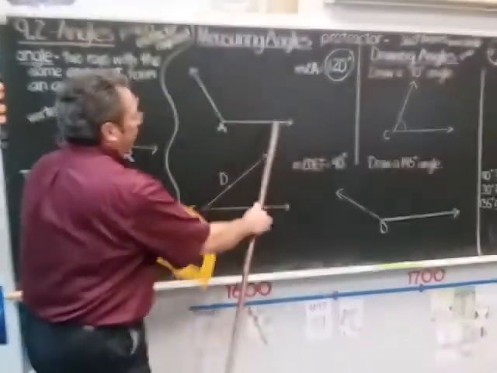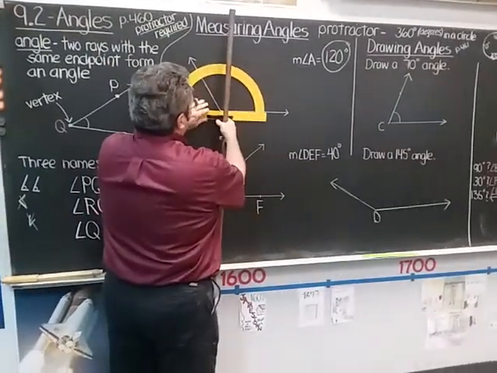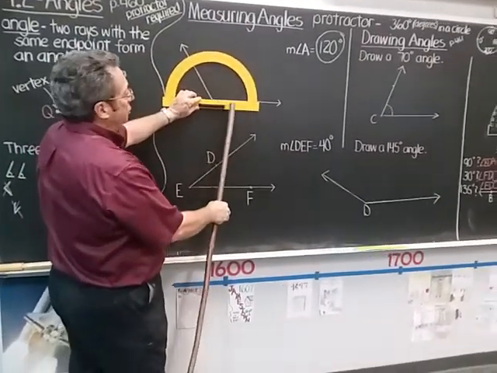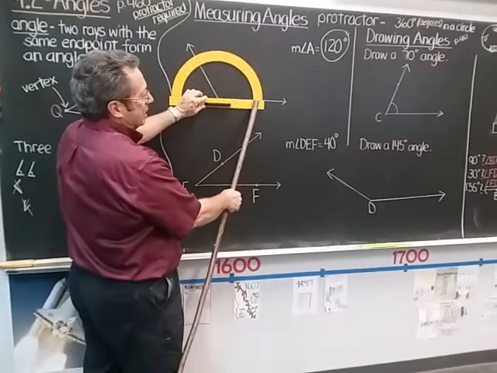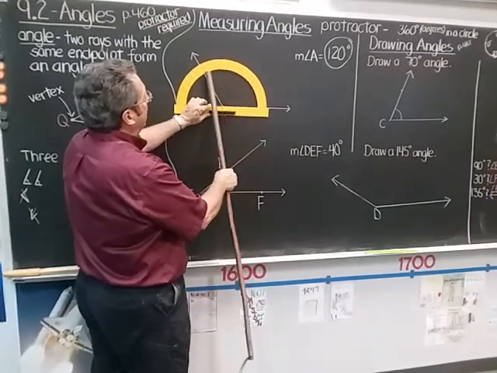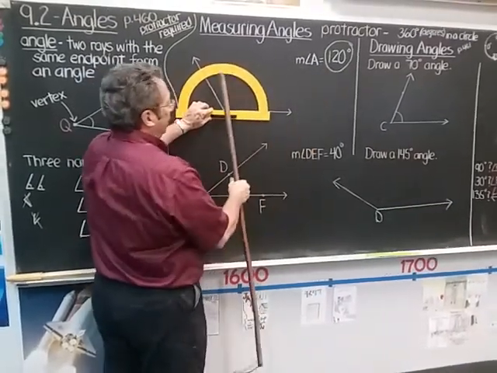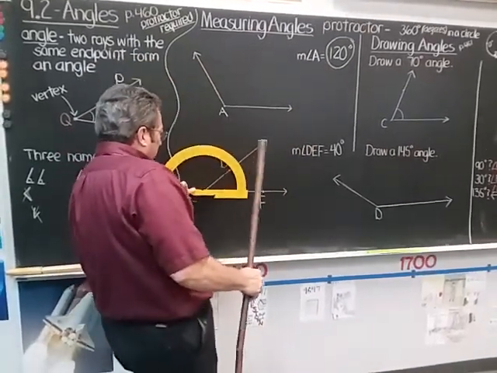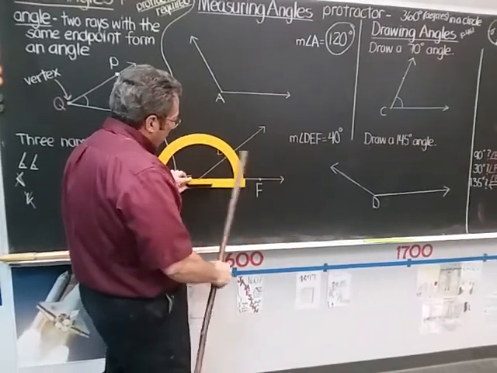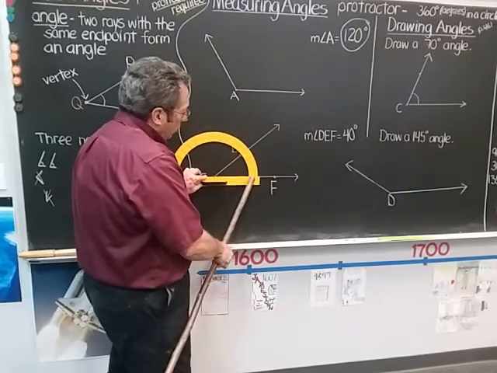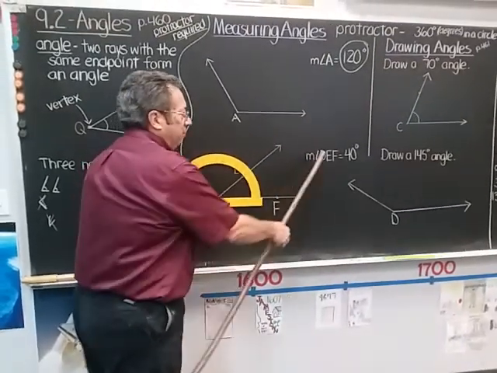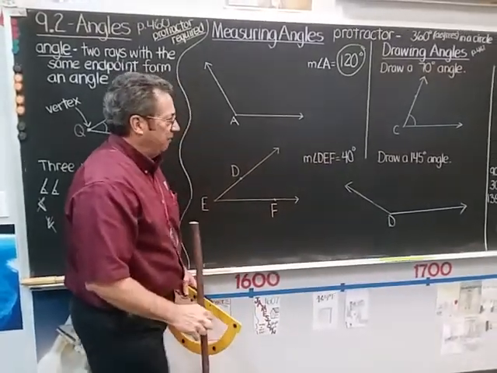Here I have the ray that starts going that way. I put the notch, the vertex notch, on the vertex, and I pointed the ray at 0 on the inside scale, and I read it up to 120 degrees on the inside scale. On this one, I put vertex E in the notch. I line up the ray going across the board here. I line that up on 0 on the inside scale, and I counted up to 40. So the measure of angle DEF is 40.